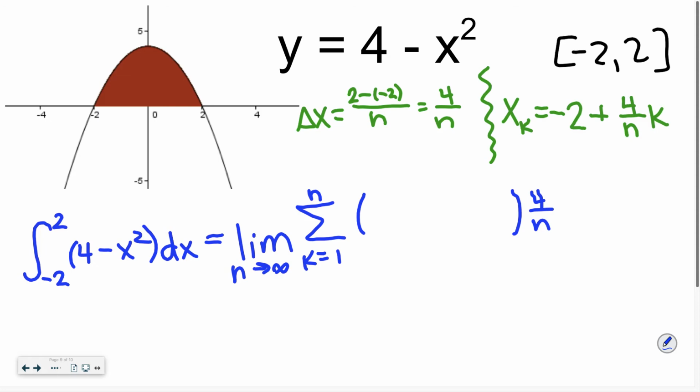Put my delta x first. That's the easiest to write. But we need to multiply it by f of x sub k. Well, our function is 4 minus x squared. So 4 minus, plug in x sub k for our function. So 4 minus x squared.